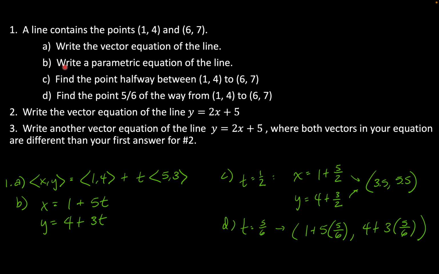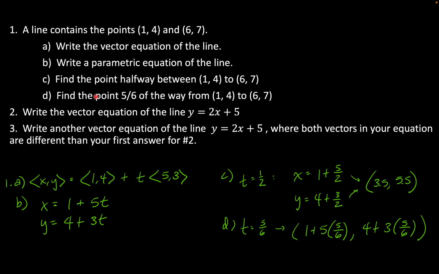In part B, we are asked to write a parametric equation of the line. A way to do that is to use t as a parameter and write 2 separate equations, one for x and one for y. I can use my vector equation to do just that by breaking it into components. So x equals 1 plus 5t, y equals 4 plus 3t is an example of a parametric equation of the line.